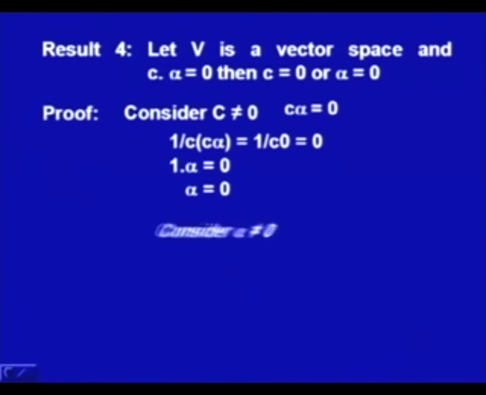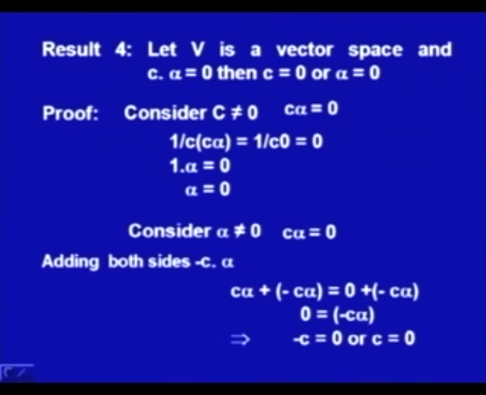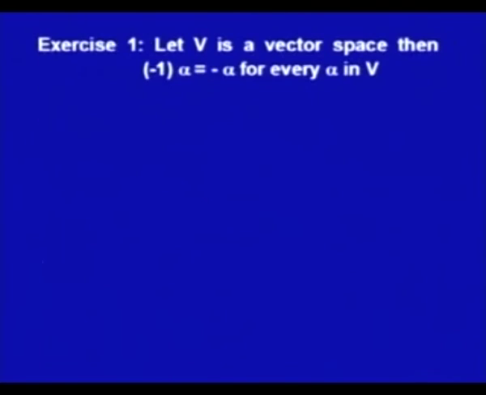Now to prove the other part, we consider alpha not 0, and by adding minus C alpha on both sides and proceeding in this particular manner, we can prove that C is equal to 0. That establishes this result. Towards the end of the lecture, I will give few exercises. The viewers are advised to go through these exercises. They actually give some important results related to vector spaces.